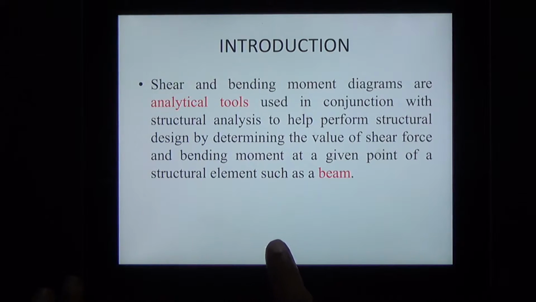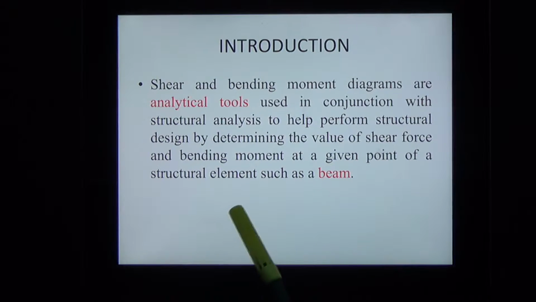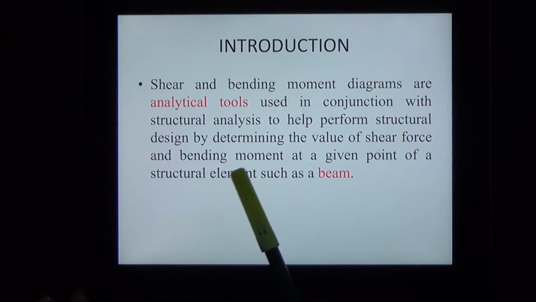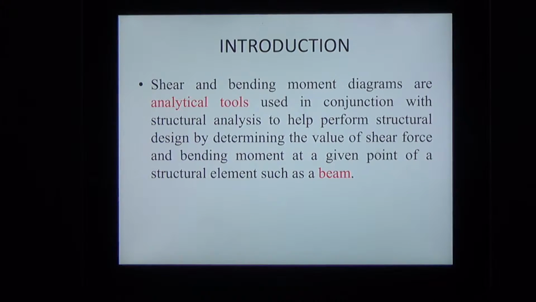So let us discuss one by one how to write the theory questions. For writing theory questions, diagrams are very much important, and two to three line sentences are important. Shear and bending moment diagrams are analytical tools used in conjunction with structural analysis to perform structural design by determining the value of shear force and bending moment at a given point of a structural element such as a beam. So with the help of a beam, we can find shear force and bending moment. With the help of shear force and bending moment, we can find the shear force and bending moment diagram. If you know the shear force and bending moment diagram, you know the analysis of the beam.